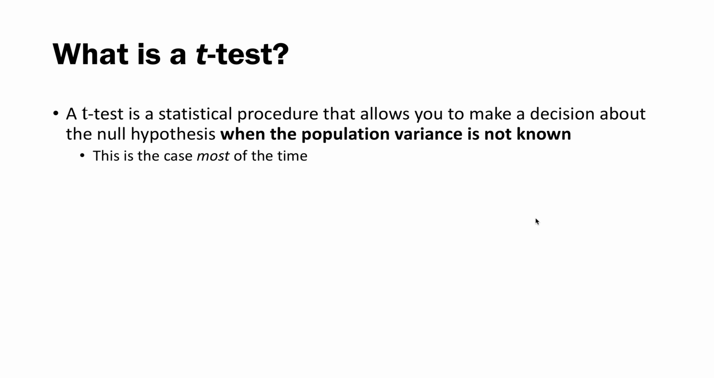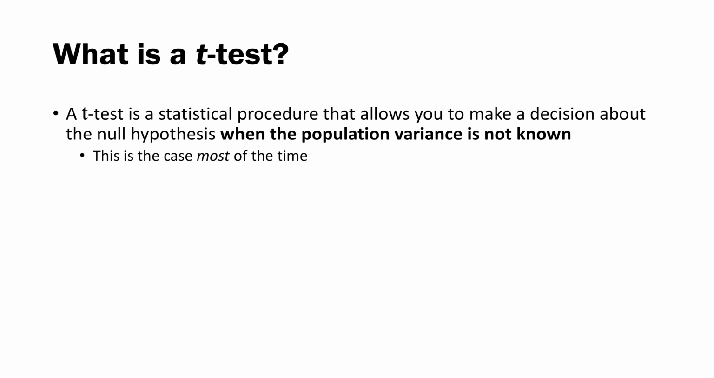Before we dive into actually practicing the assignment, let's review a little bit more about what a t-test is. So a t-test is a statistical procedure that allows us to make a decision about the null hypothesis when the population variance is not known, and that's the case most of the time. Remember, we don't have access usually to the entire population.